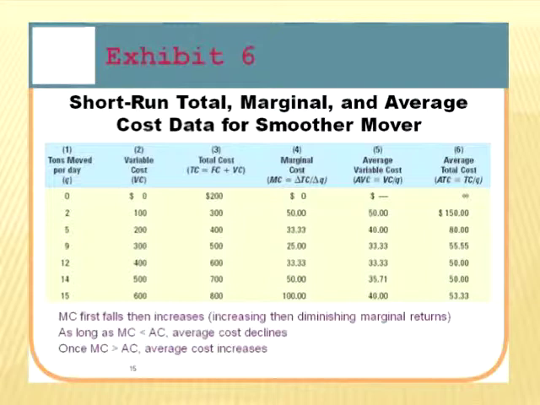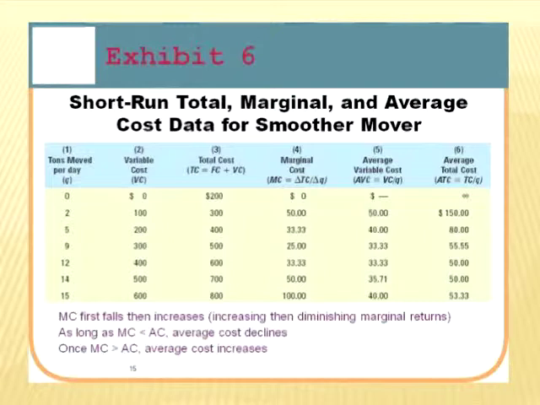And more importantly is the column marked column 6, where this is average total cost, and we've simply taken the total cost, that is the total of both fixed and variable cost, and divided it by the quantity of output. So we've taken the number from column 3, $300, divided it by 2 and we get $150, and then $400 divided it by 5 and get $80.